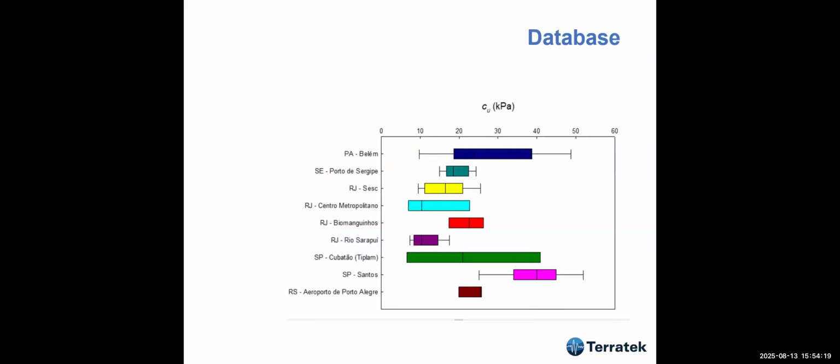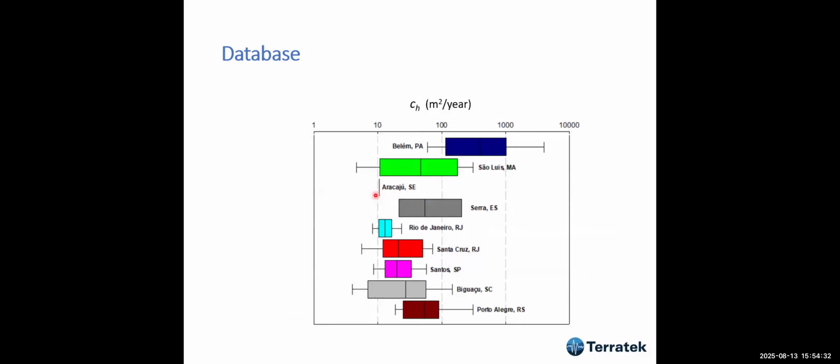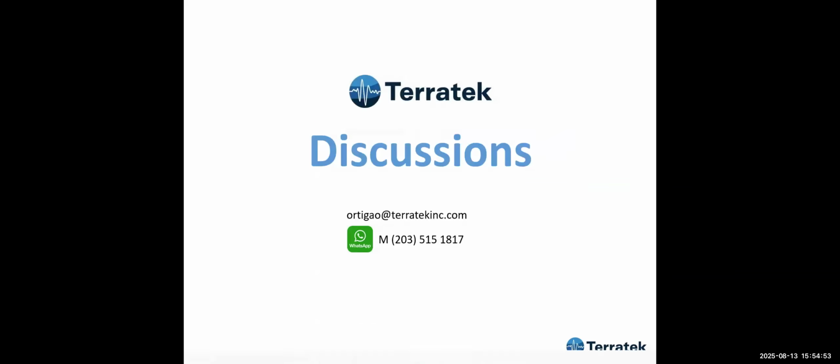We compare with this, and we have also a database for undrained strength from many projects that we have. This is only part. Also, we have a very important database for CH. And why is CH so important? Because the scatter is too much. If you find something wrong, if you find something strange, you have to compare with other tests. And we have a database from many deposits of soft clays.